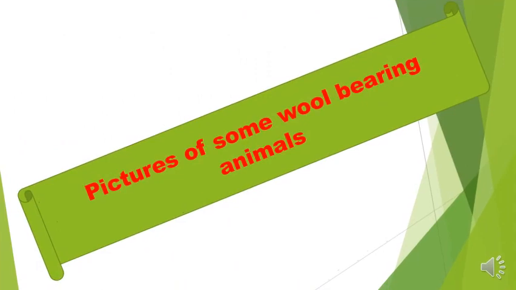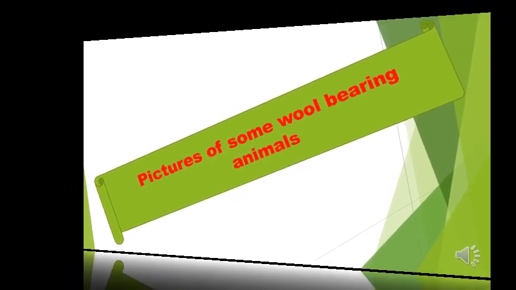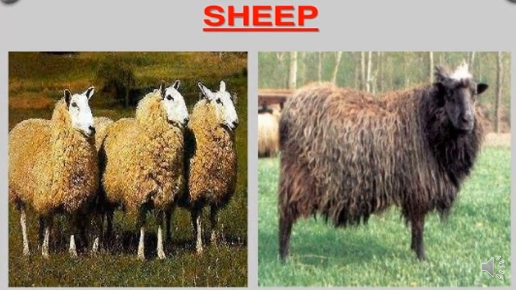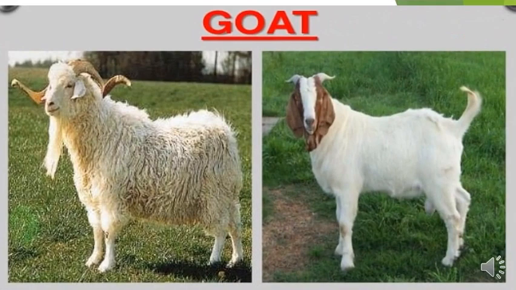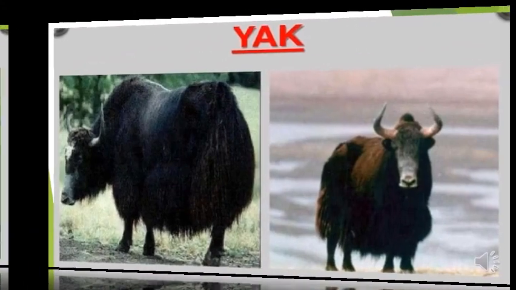Pictures of wool bearing animals. Now let us see different types of wool bearing animals. See, these are the sheep which have a very thick coat of hair on their bodies. Can you see? These are sheep. Then goat. Kashmiri goat, which has very thick and shiny fiber on its body.